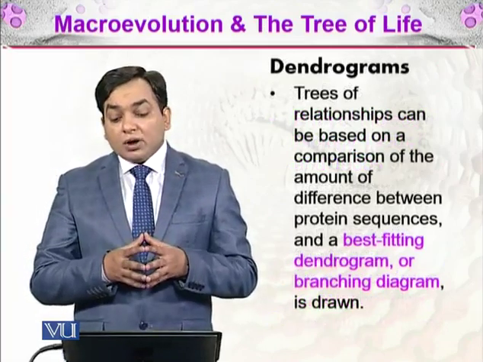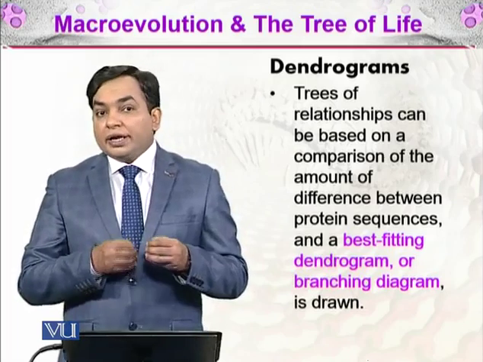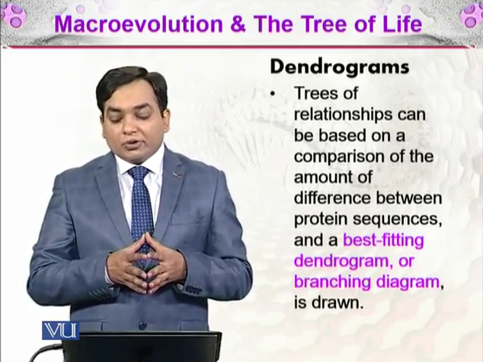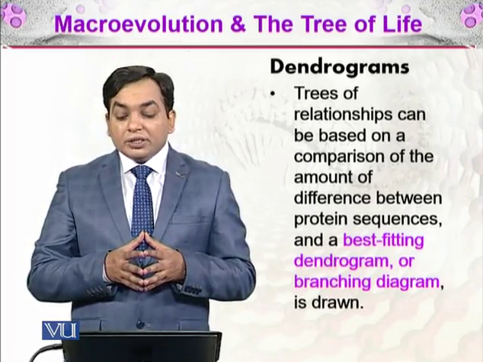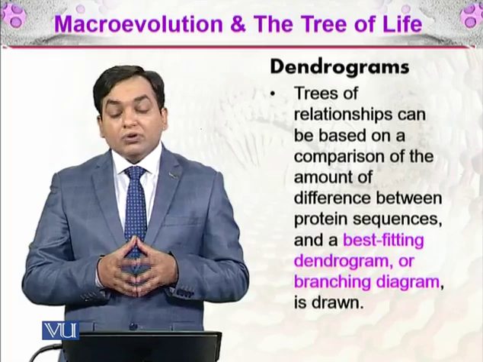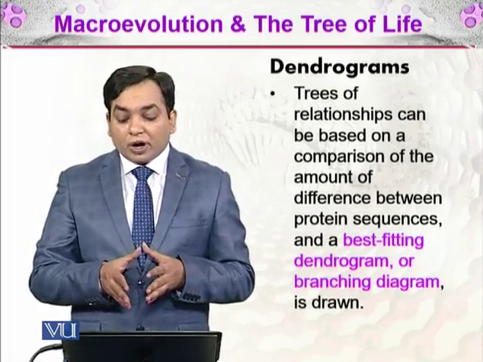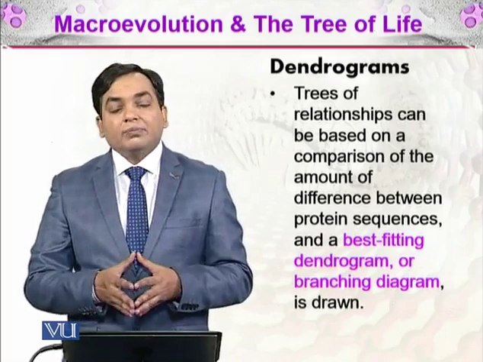The trees of relationship which are made on the basis of molecular analysis, we call them dendrograms. These can be based on a comparison of the amount of difference between protein sequences, and a best fitting diagram, a dendrogram or branching diagram, is drawn.